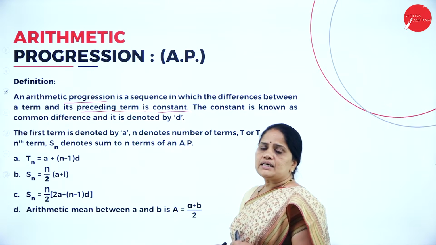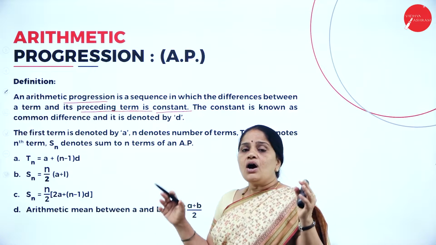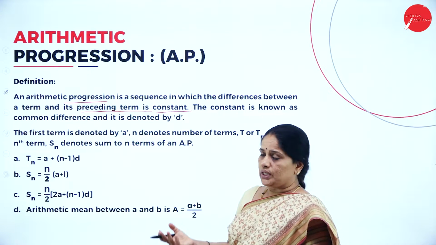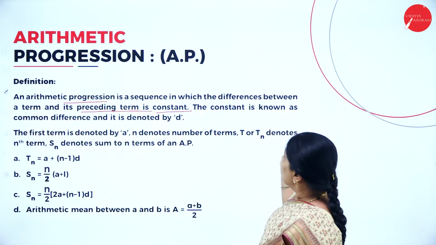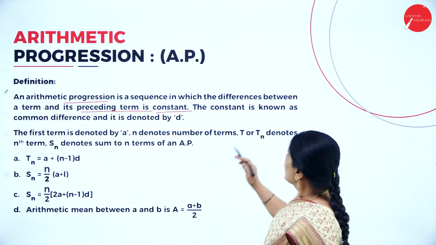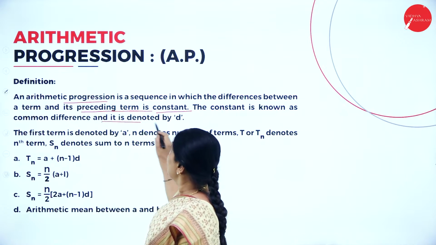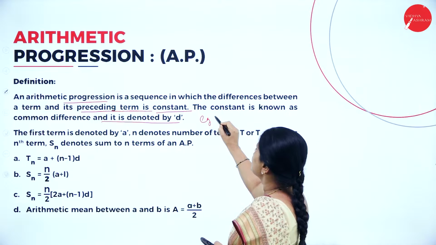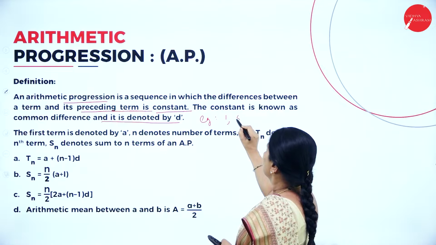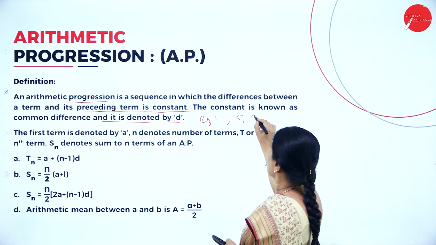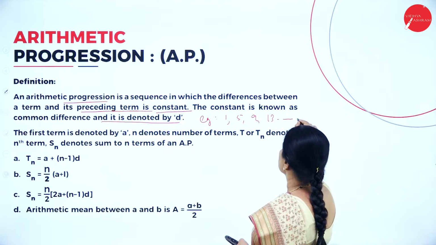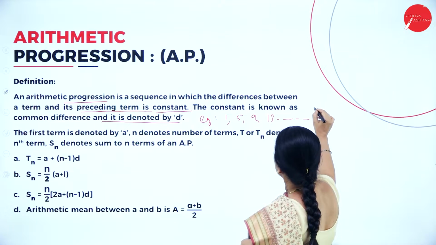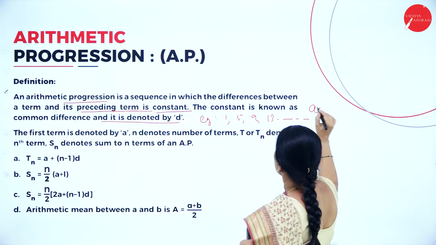So, an arithmetic progression is a sequence. Sequence means it is an orderly set of numbers. So, it is a set of numbers arranged as per a particular rule. So, where the common difference is constant, and the constant is known as the common difference and it is denoted by D. Now, suppose for example, I write 1, 5, 9, 13, etc.